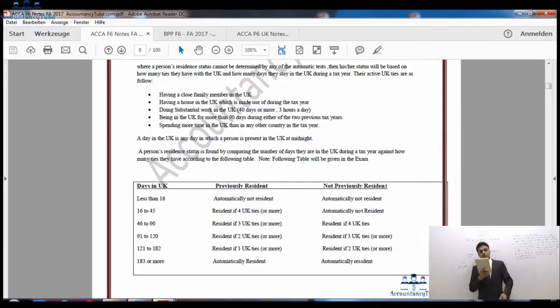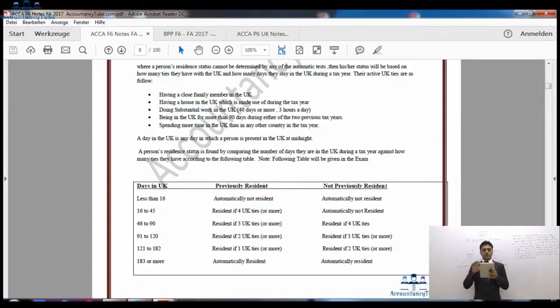Now look at the last one in this list, which says 183 days or more. If you have spent 183 days or more, then you will be considered automatically resident, doesn't matter if you're previously resident or not. And we have seen that under the automatic UK resident test. You can check on this page where we have seen the automatic UK resident test.